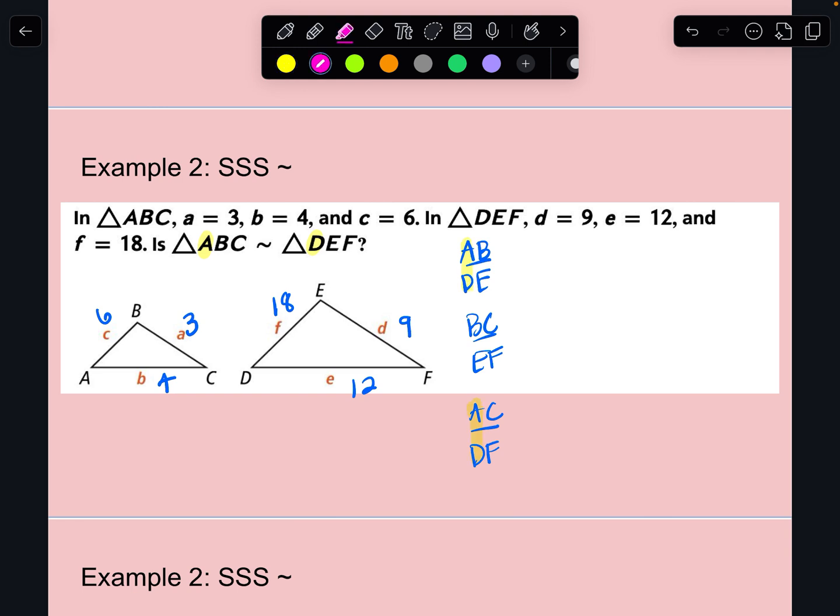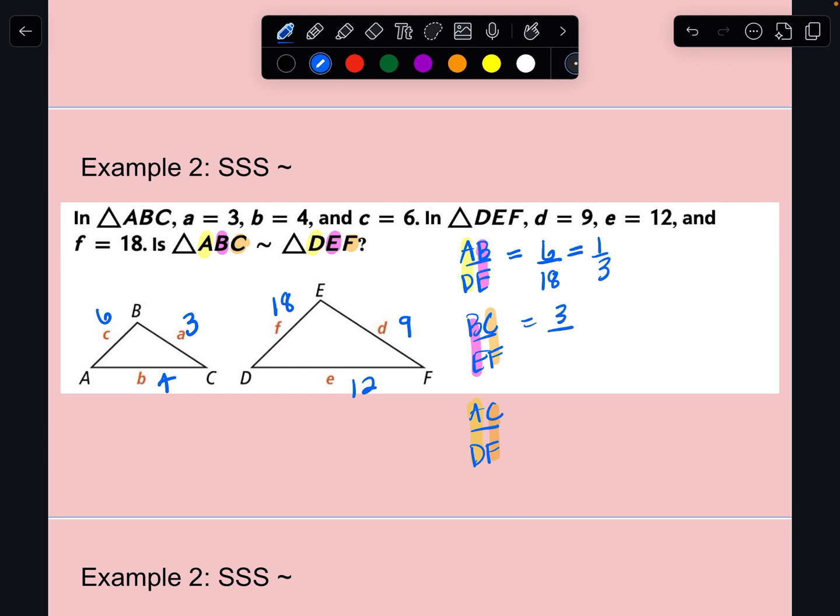And then B and E both come second, and C and F both come third. So it matters how we write it. Plugging in what we know here, A over B, or AB over DE is 3 over 18. Not 3 over 18, 6 over 18, which is 1/3.